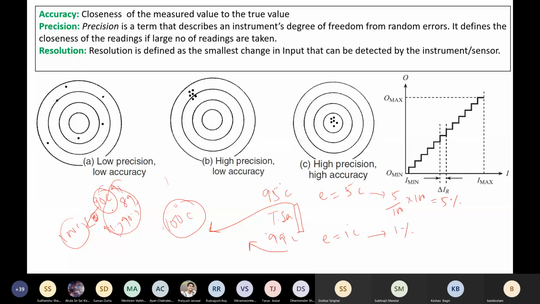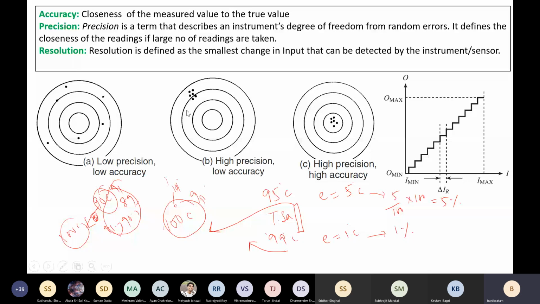Whereas if the values come to 100, 101, 99 like this, then we will call both the accuracy as well as the precision very good for that sensor, right?